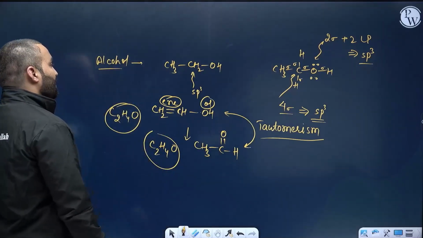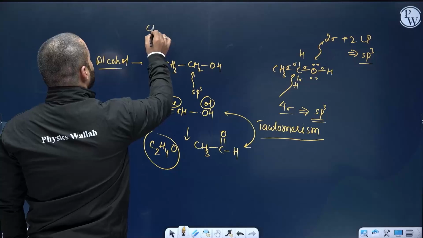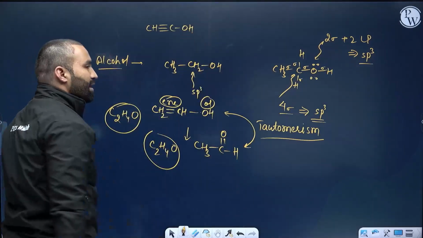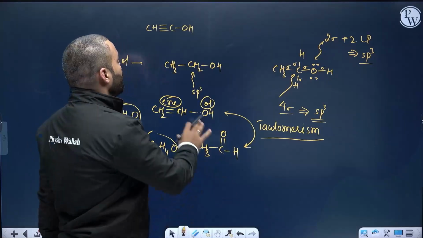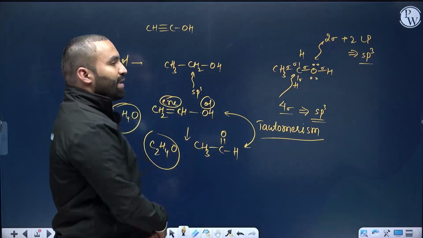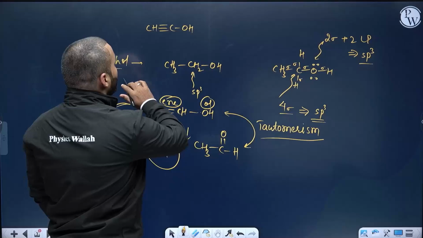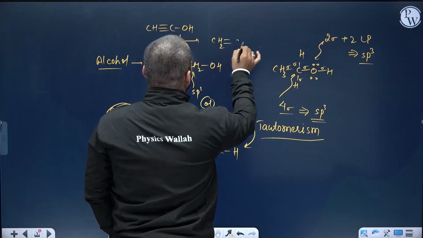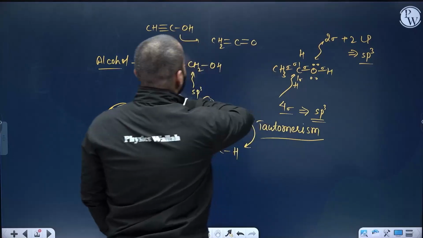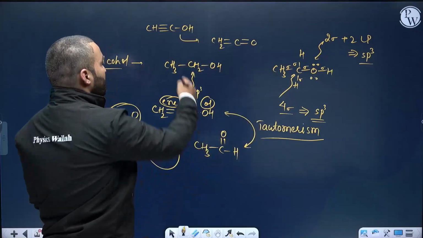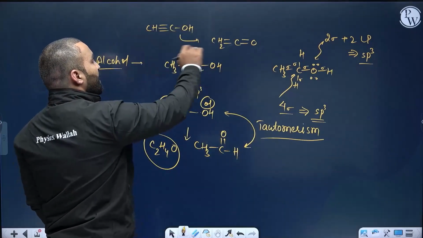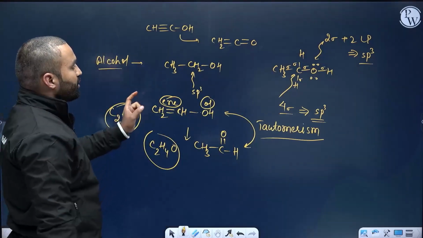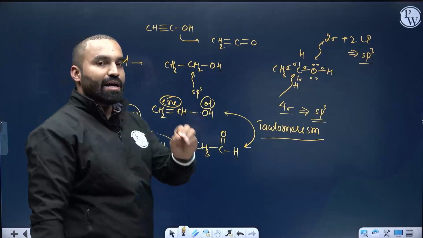Now I can have another one. For example, I can have CH triple bond C with OH. These are the categories which are rare. But anyways, for your satisfaction, you should know that this OH can also be present over here. Again, it can undergo tautomerism to form what? C double bond O. Understood? This is also possible. Why? Because this hydrogen will jump onto this carbon and generate this molecule. This was the categorization on the basis of the hybridization of the carbon that has the OH group attached to it.